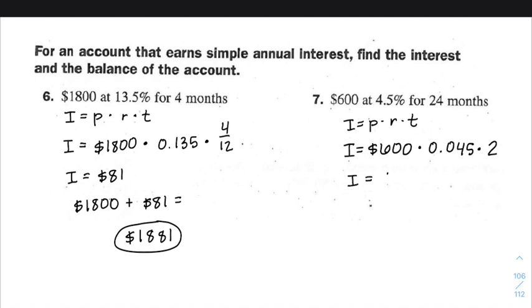This is going to give us a total of $54. So the interest earned on the account is $54. But we're not finished yet. We still need to find the balance.